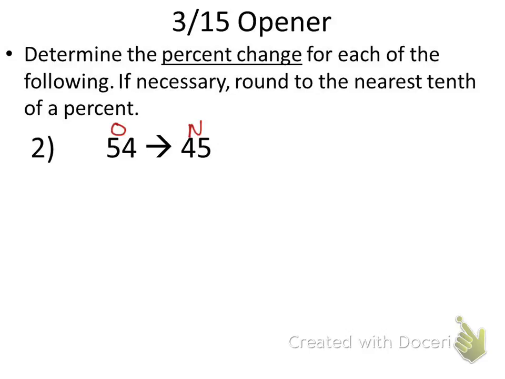To receive full credit, I need to put percent change and then follow it up with an equal sign. Cheyenne, go ahead and tell me what's right. 45 minus 54 divided by 54 times 100%. Times 100 what?